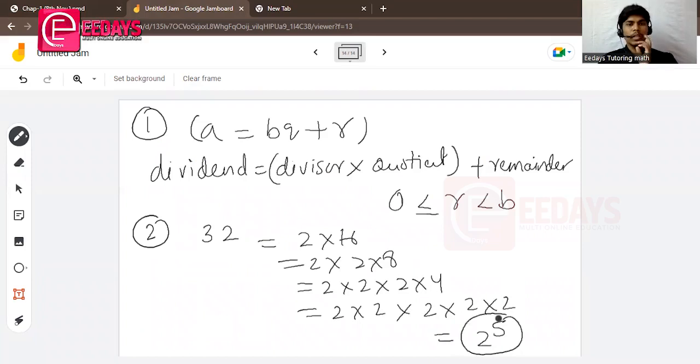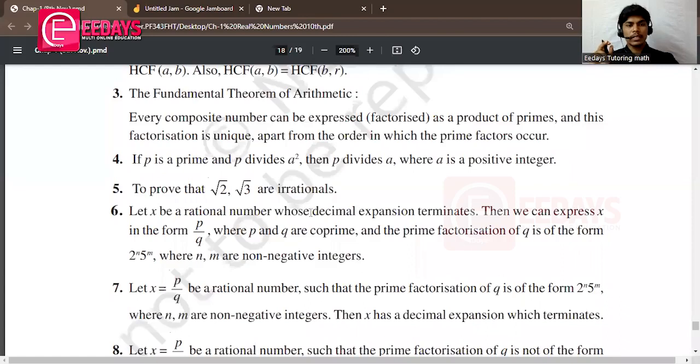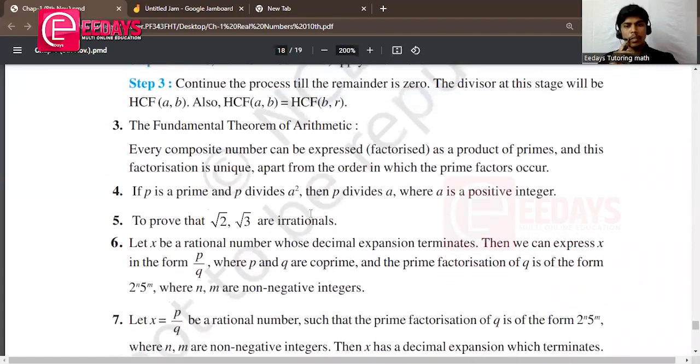Here 2 is the prime number. So you just convert whatever the question is in terms of prime factorization like this. So this is what we learned about the fundamental theorem of arithmetic. You just write it as a product of primes. All right.